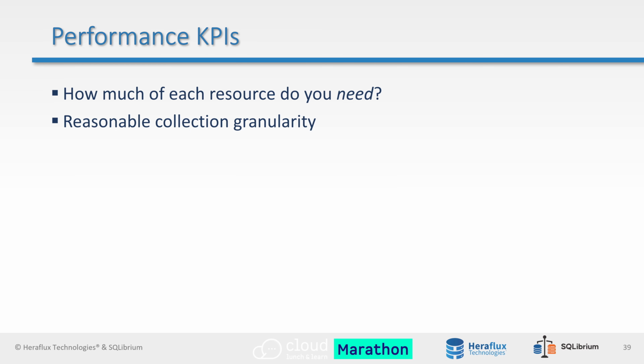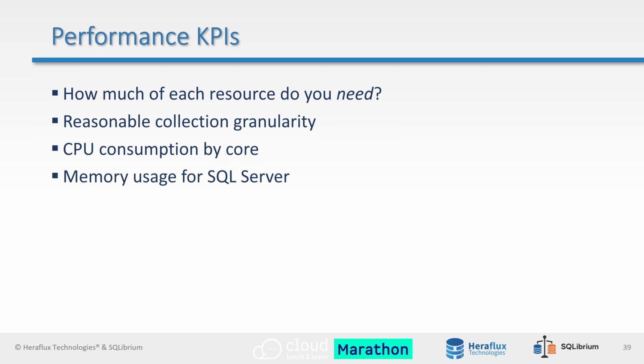So things that I'd recommend doing: CPU consumption by core. We may have things like CPU NUMA imbalances. We may have single-threaded processes running around the clock. These sort of things you're not really going to see if you're just looking at a total average on the machine. There's memory usage for SQL Server, and I'm not talking operating system level.